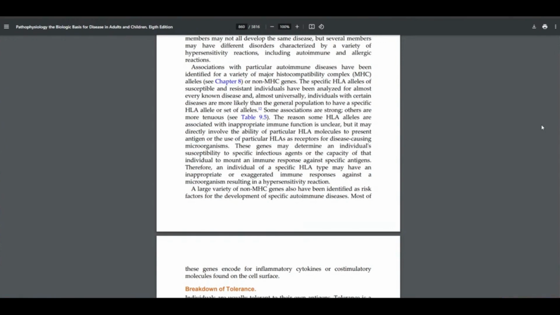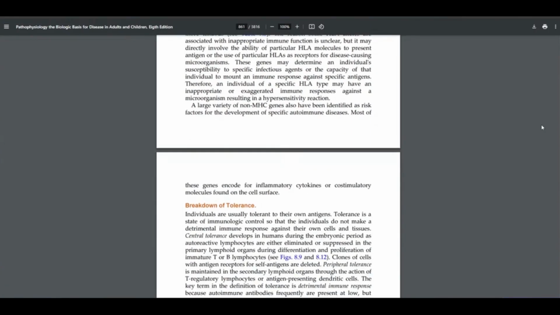These genes may determine an individual's susceptibility to specific infectious agents or the capacity of that individual to mount an immune response against specific antigens. Therefore, an individual of a specific HLA type may have an inappropriate or exaggerated immune response against a microorganism, resulting in the hypersensitivity reaction.